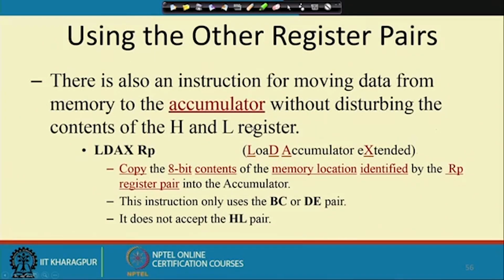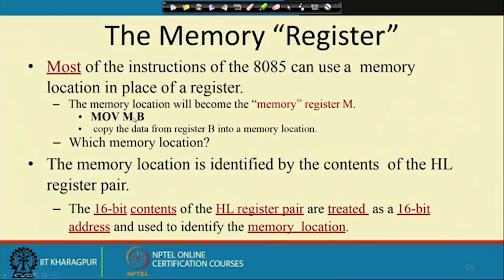So, apart from HL, this HL pair is modified by that LXI H type of instruction. You can also use other registers for that. So you can use an instruction like the previous one we were talking about, MOV M comma B, where M is the operand, and then it is the HL pair which acts as the pointer.